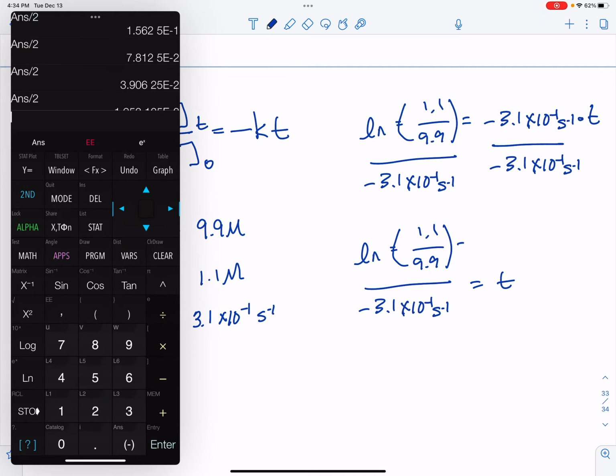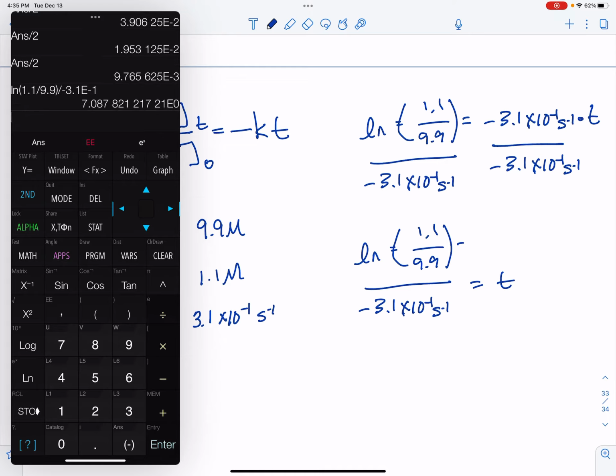And then I can just say that my natural log of 1.1 divided by 9.9 divided by negative 3.1. Notice I'm using the E key. That's why I'm not putting in parentheses. If you are not using the E key, you have to put it in parentheses. Just use the E key. You'll be a happier person if you do. And so my time is 7.08. And notice this is seconds to the minus 1. So I'm dividing by a divided by seconds. So that's going to make this be a positive seconds right there.